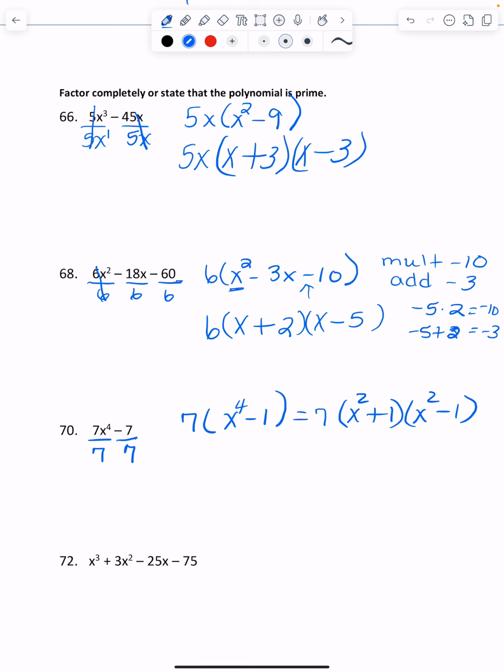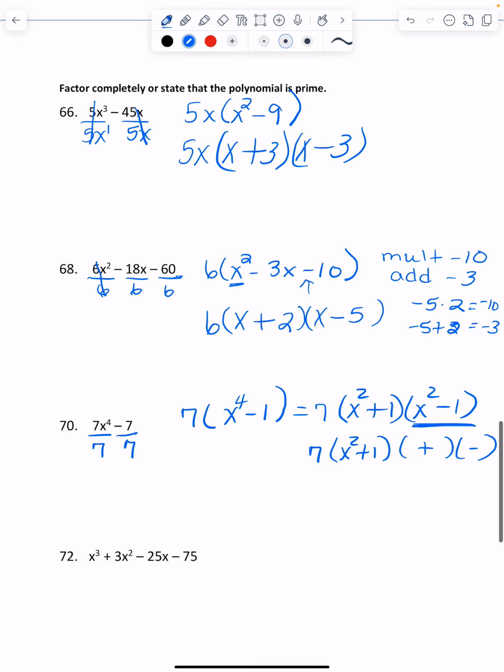Be careful. Look at what's left. Can you break it down further? I cannot break 7 down. I cannot break x squared plus 1 down. It is a sum of perfect squares. It's prime, but I can break down this x squared minus 1. 2 sets of parentheses, plus minus. What do I square to get x squared? What do I square to get 1? Take a look at what's left. I have 2 terms, but neither of the x's is a perfect square. So I can't do anything else with that problem. All of that would be my final answer.